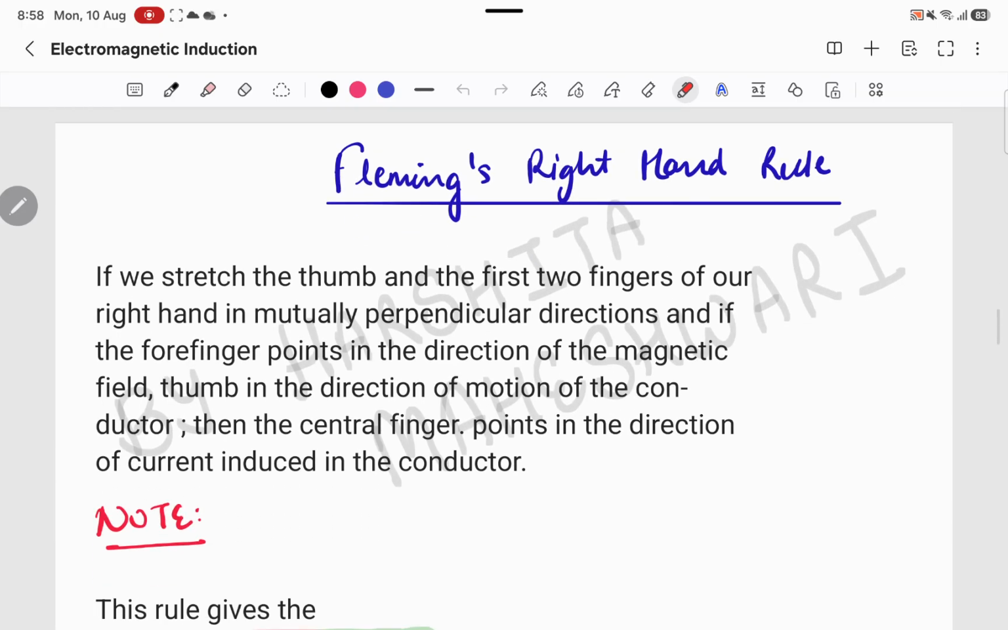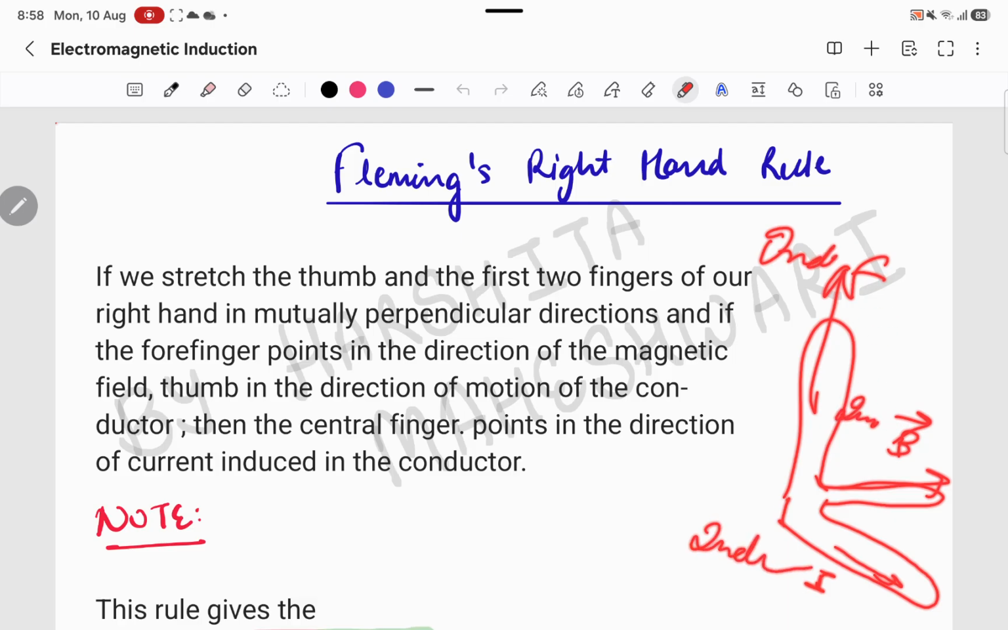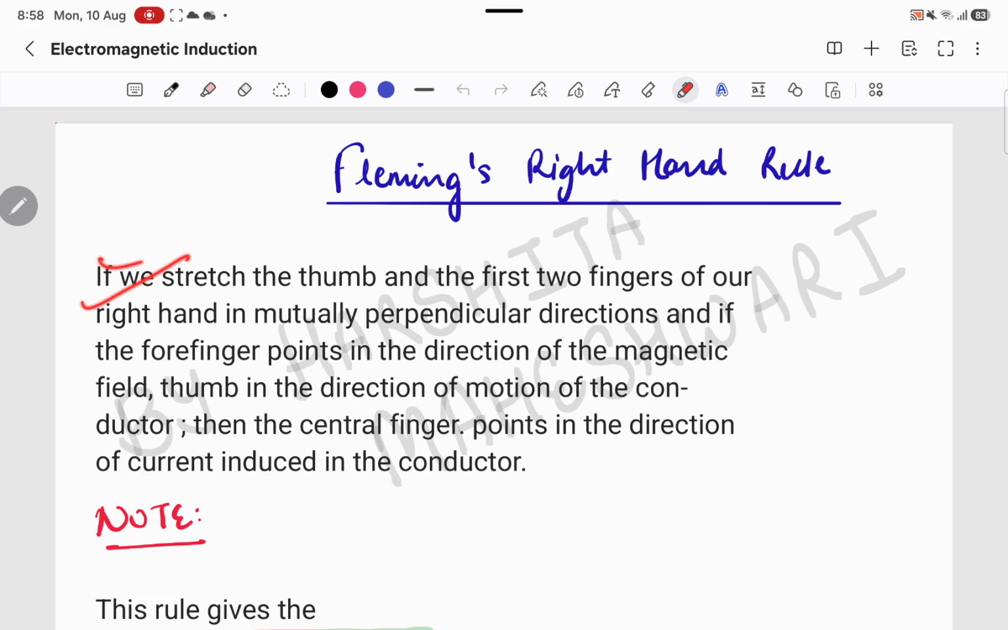Next, what is Fleming's right hand rule? It's exactly the same as Fleming's left hand rule. Just remember, if this is my thumb, this is my first finger and this is my middle finger, then father means force, mother means magnetic field and child means current. The difference is that it gives us the induced force, induced magnetic field and induced current. Clear? So this is what is written here.